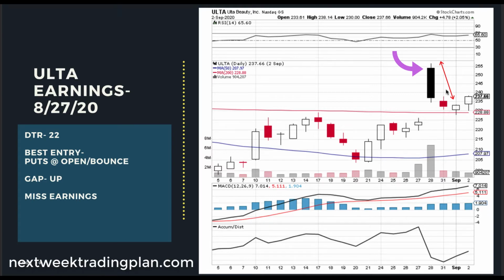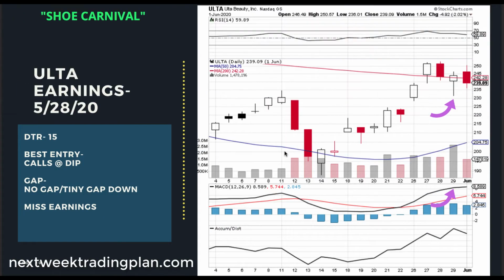Now, please take note of this bearish continuation, because you're going to see it's a reoccurring theme in the following examples. Once again, let's just reiterate, your best entry is puts at the open or on the bounce when it gapped up here. Okay, let's get into the next example here.